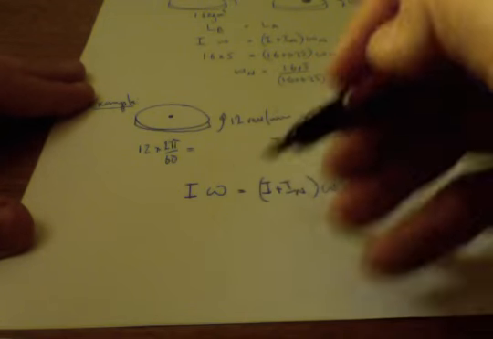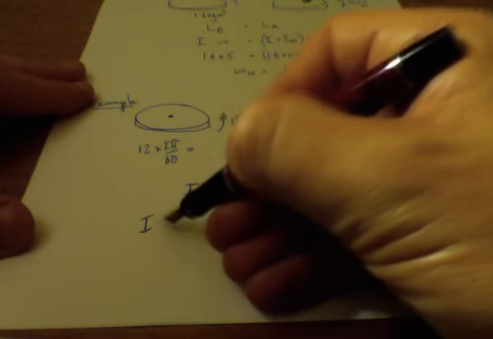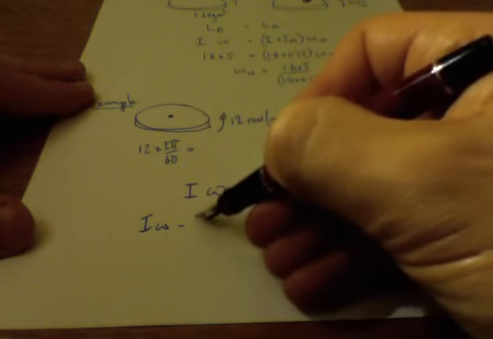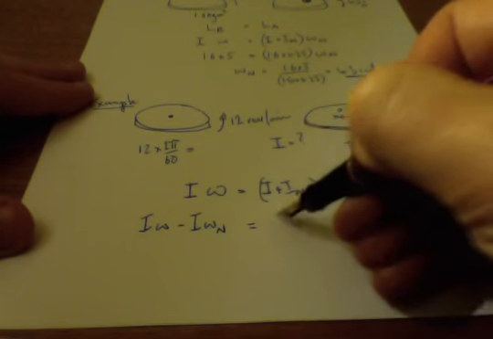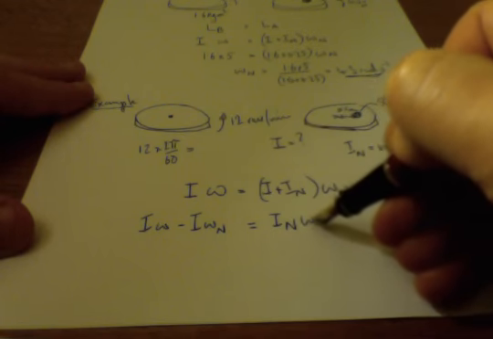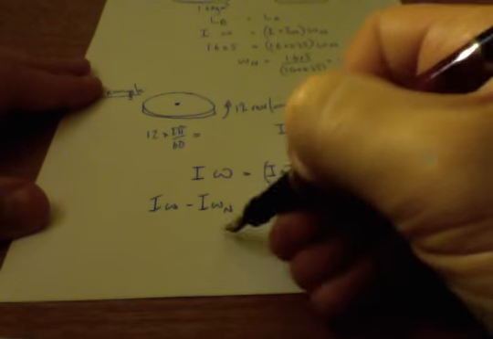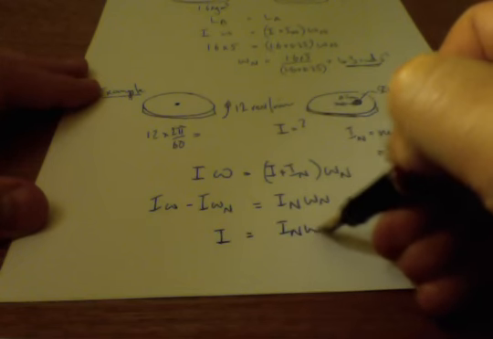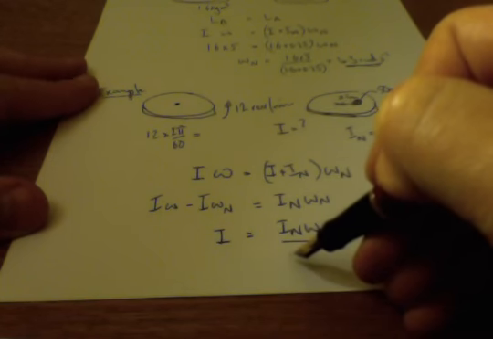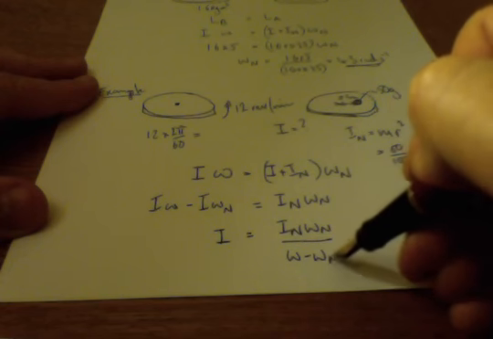We want all the I's on one side. So we have I omega minus I omega nu. I've multiplied out this bracket, which gives me I nu omega nu. Factorising gives us I nu equals omega nu over omega minus omega nu.